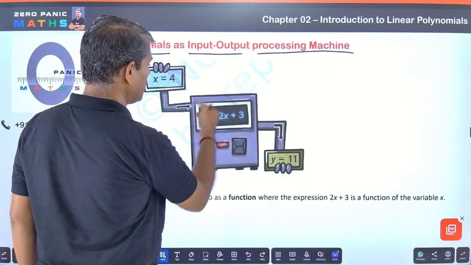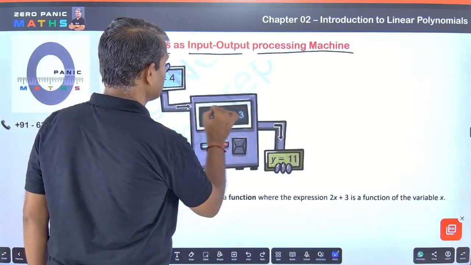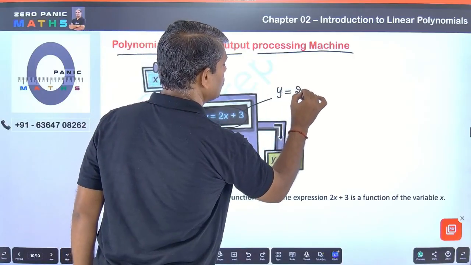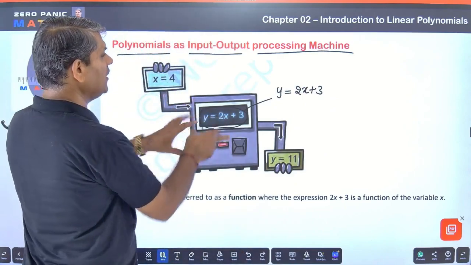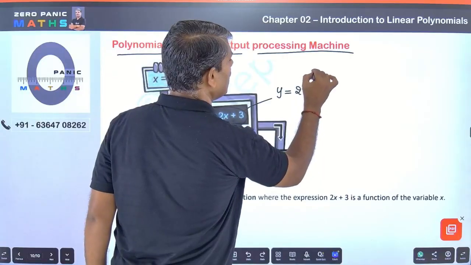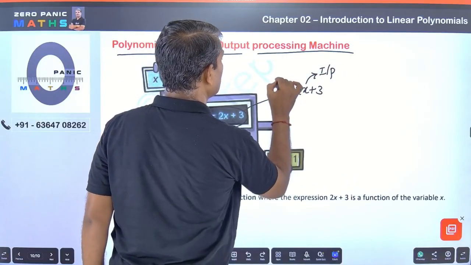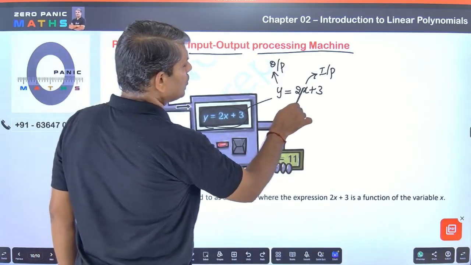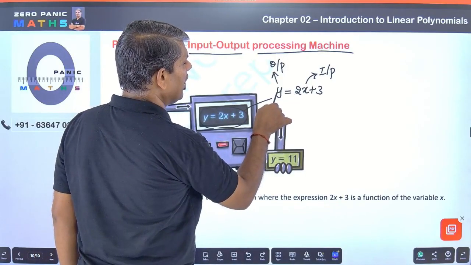Assume that this is a machine which is processing an expression. What is this expression? The expression is y is equal to 2x plus 3, and this is the code inside that machine. And what is the input here? Input is x. And what is the output? Output is y. Correct?